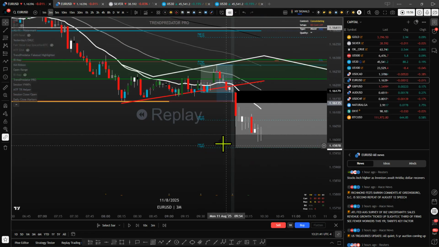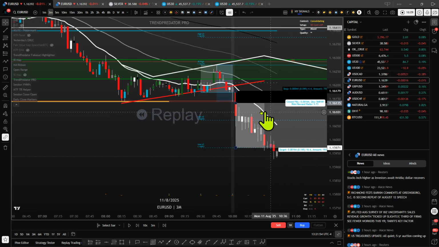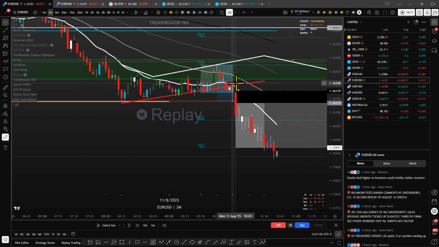200% range expansion of what range? The Wall Street opening range. And that's what we got. So a nice 3.7R in the matter of 30 minutes.